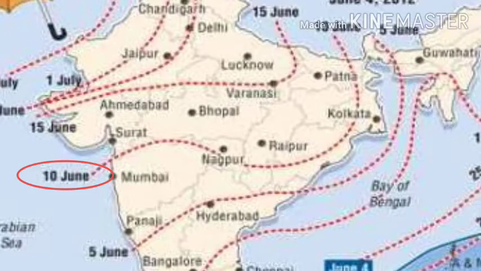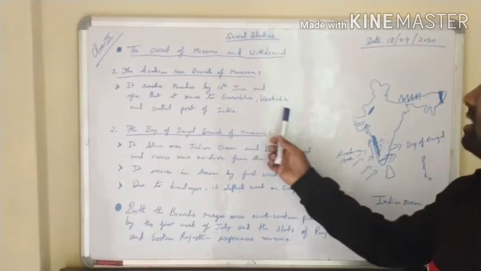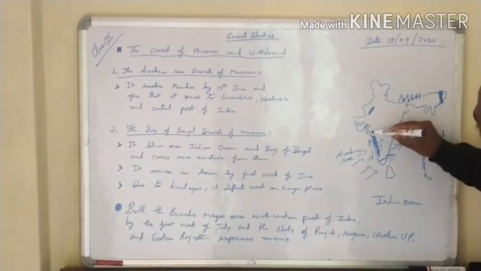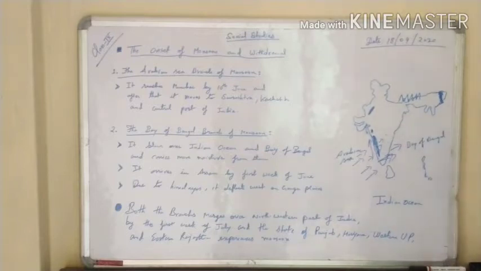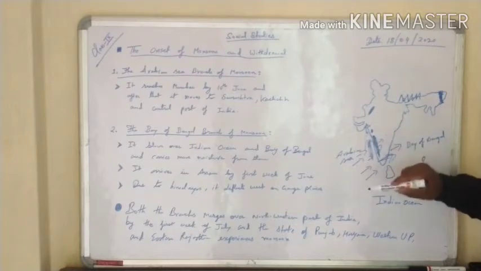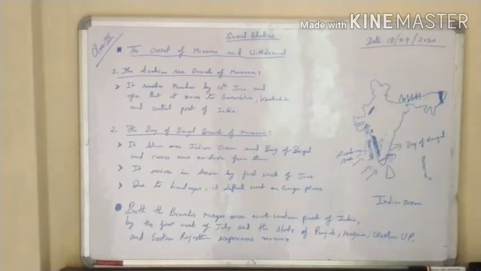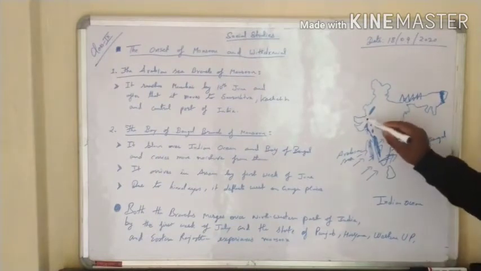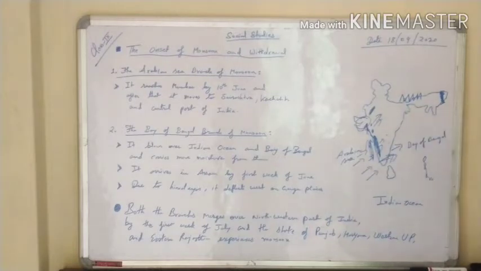Approximately on 10th June, and after that it moves towards Saurashtra, Kutch, and the central part of India. Firstly it reaches Mumbai, which is out here. Firstly this which has diverted from the Western Ghat reaches Mumbai at approximately 10th June. After that it moves towards Saurashtra, Kutch, and the other central parts of the country. In this way it moves.